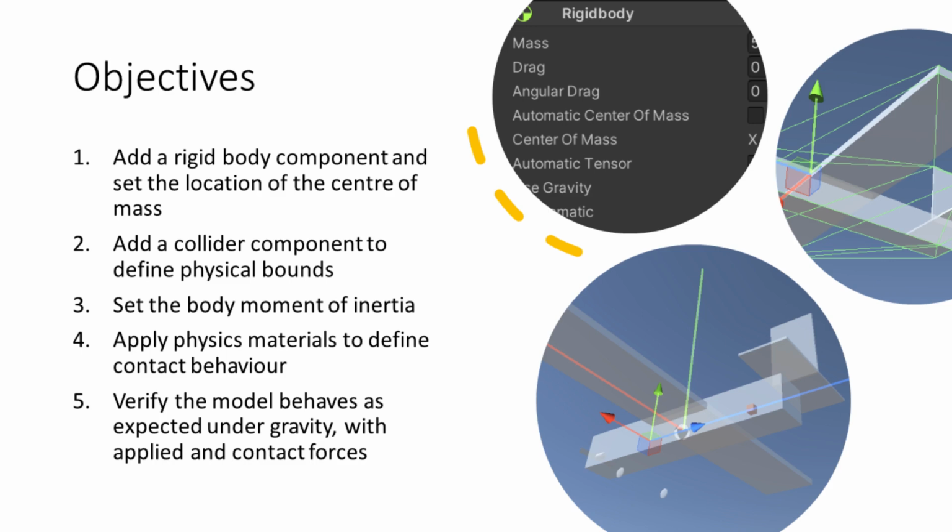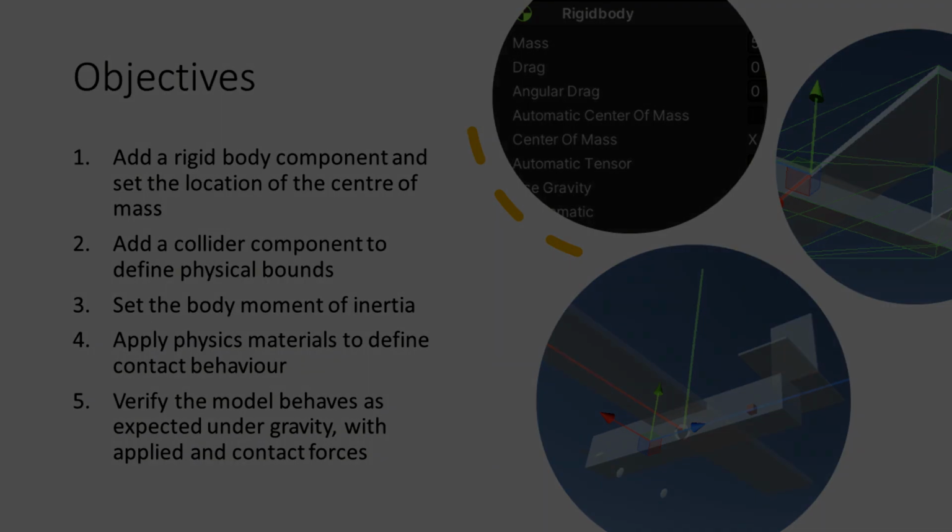We're going to add a collider, which defines the physical bounds of the aircraft, so it defines what it does when it hits things and also helps define the moment of inertia. Something about physics materials, so what happens when you get contacts, and how you change that with physical materials. And lastly, we're going to look at verifying that the dynamics of the model behave correctly under gravity and when you apply forces to it.